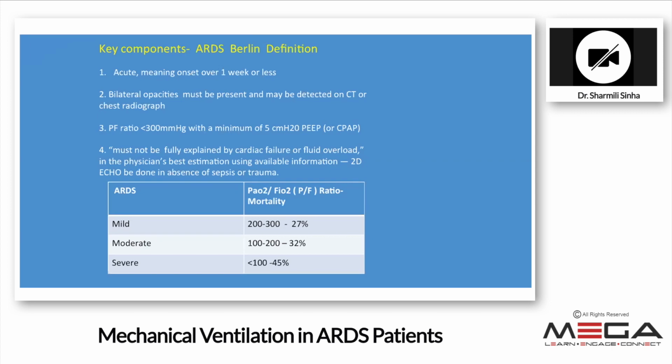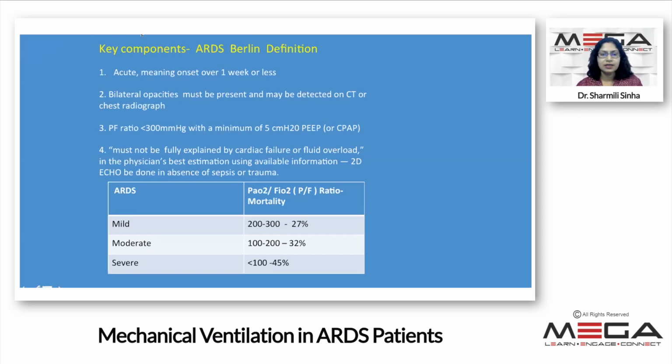And now, what is the basic definition of ARDS? This has been lately revised in the Berlin conference as having an acute onset, meaning onset over a period of less than 1 week or less. There has to be presence of bilateral opacities, which may be detected either on the chest X-ray or the CT scan. PF ratio is usually less than 300 millimeters of mercury with a minimum of 5 centimeters of PEEP or CPAP. You have understood what is PEEP or CPAP from the previous 2 lectures. And these opacities must not be fully explained by cardiac failure or fluid overload.